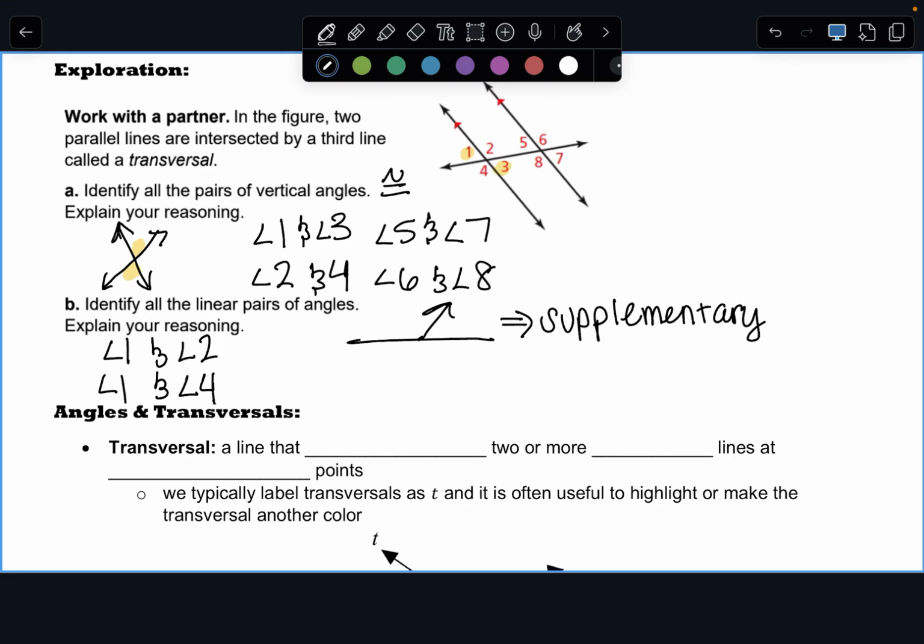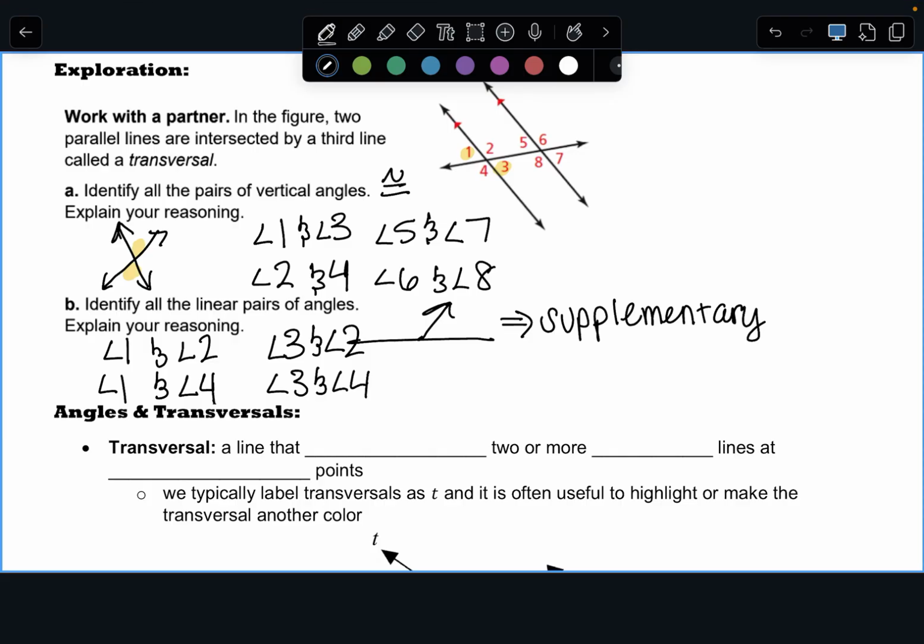Let's look at angle 3. 2 and 4 again. Yeah, 3 and 2 make a straight line. And 3 and 4 make a straight line. So those two are linear pairs. Angle 3 and angle 2, and angle 3 and angle 4. And that handles these 4.